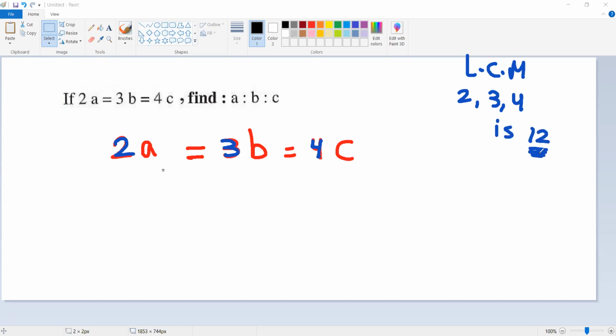And 12 is divisible by 2, and 12 is divisible by 3, and it is divisible by 4. And divide the three sides by 12.